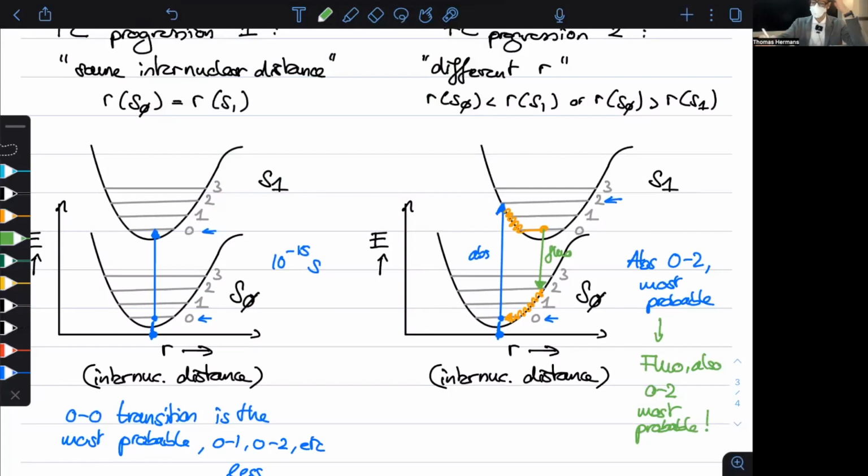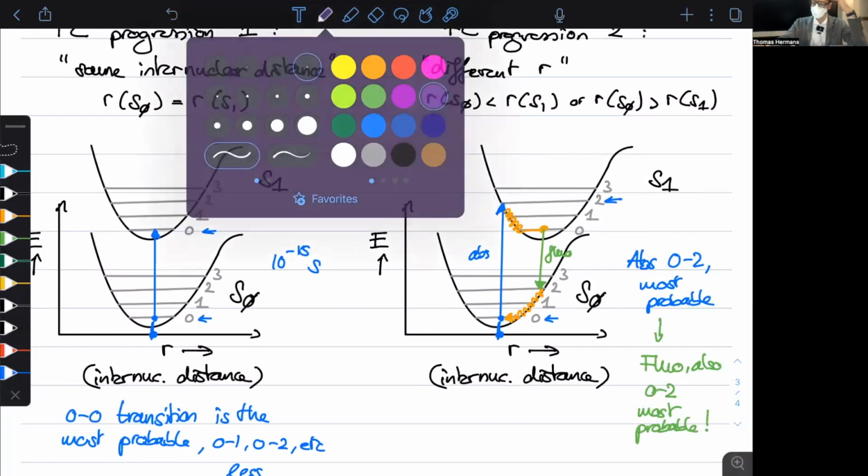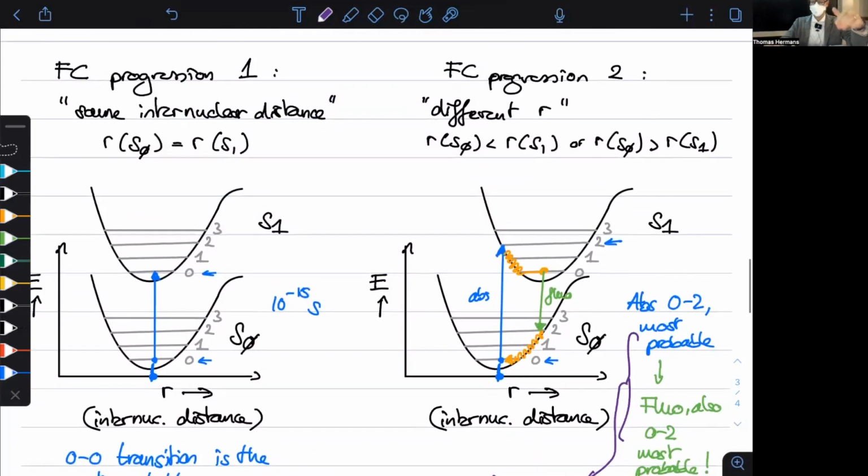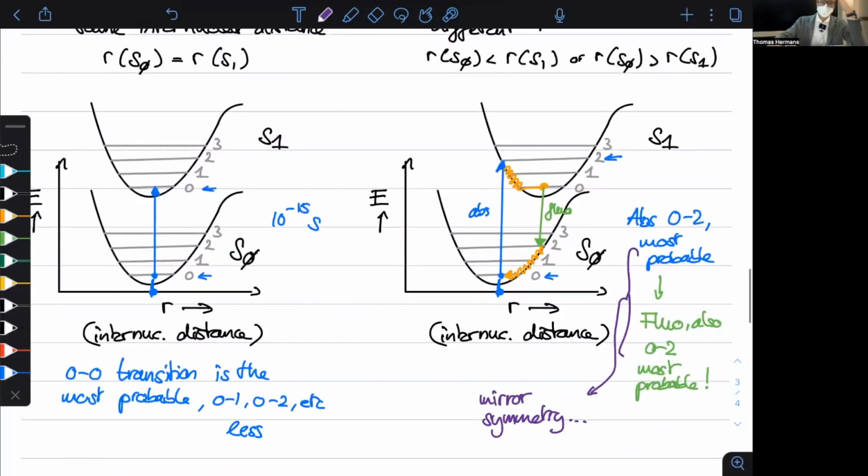Okay, so what does this give you? It gives you a kind of symmetry. Okay, this sounds a bit mystical, but we are going to see in the spectra later. It will make sense when we go back to this and you think about this Franck-Condon principle. It actually does make sense for the experiments.